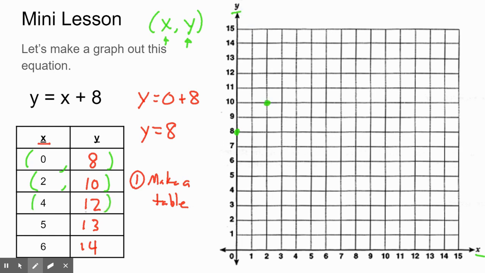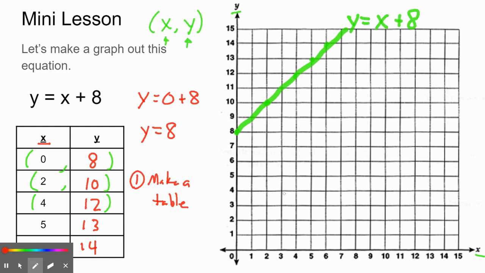We do the same thing for 4 and 12. That'll give us a point here, 5 and 13, and then 6 and 14. And when we're done with this, one thing that we get to do, which we didn't get to do previously, is we actually get to connect all of our points. And that should give us a line. And this line is representing y is equal to x plus 8.